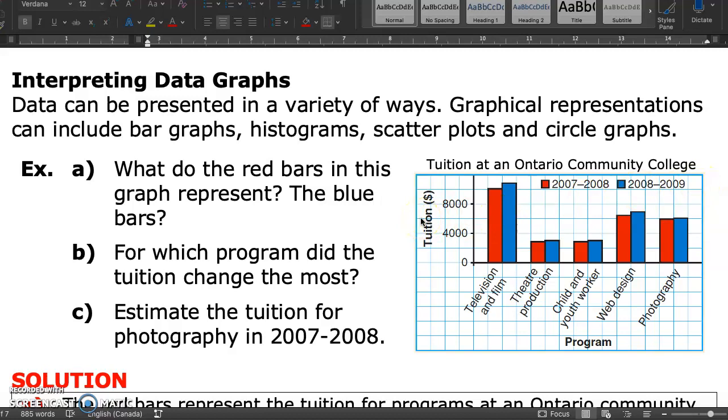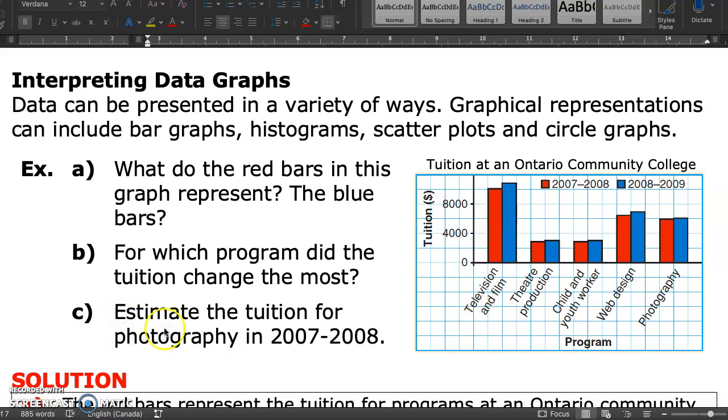So, for which program did the tuition change the most? Looking at our graph, what we would need to investigate is a comparison between the two bars. This is a double bar graph where each bar that is adjacent represents a different year. So, the largest increase in this graph would be for television and film. I see the largest difference in height between the two bars representing the largest tuition increase in this program.